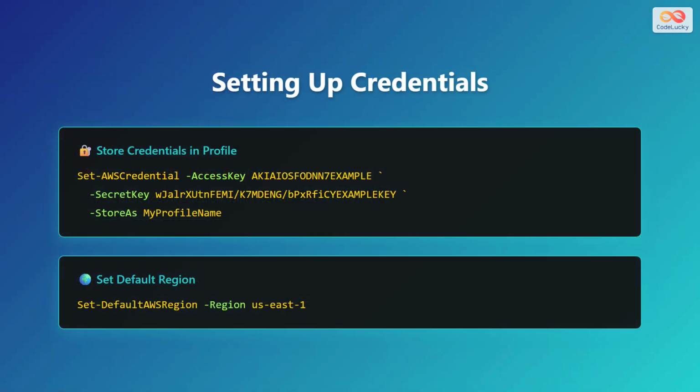Here's how to actually set up your credentials in PowerShell. Use the Set-AWSCredential command with the -AccessKey parameter followed by your access key, the -SecretKey parameter followed by your secret key, and the -StoreAs parameter to give this credential profile a name. For example, you might store it as MyProfileName. To set your default region, use Set-DefaultAWSRegion with the -Region parameter followed by the region code, such as us-east-1. These credentials will be stored securely on your system for future use.